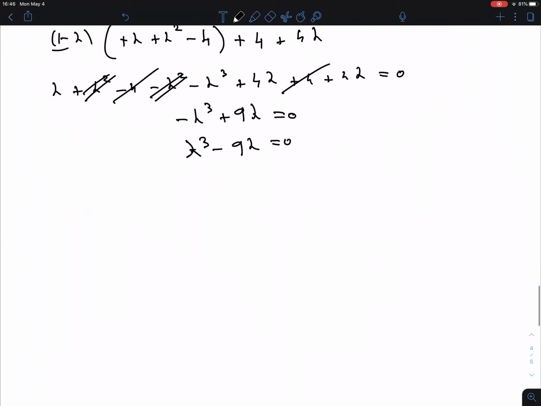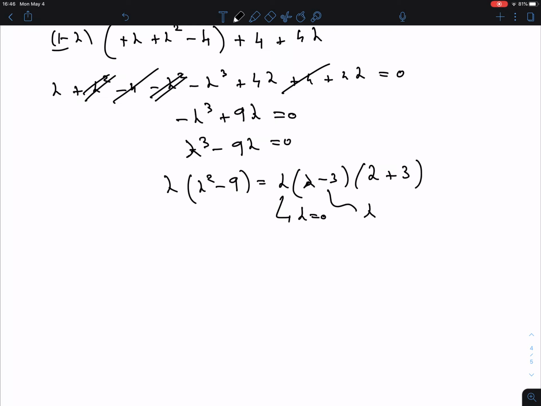Now this is not hard to factor. First of all, I can factor out a lambda, and then lambda squared minus 9, that's a difference of squares: lambda minus 3 times lambda plus 3. Okay, now we're on track. So we have three roots: lambda equals 0, lambda equals 3, and lambda equals negative 3.